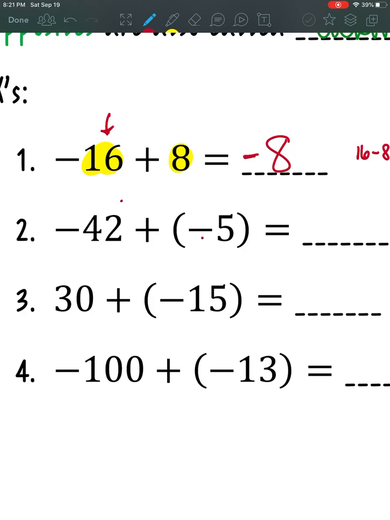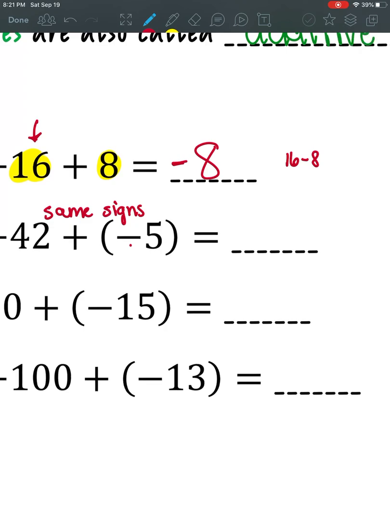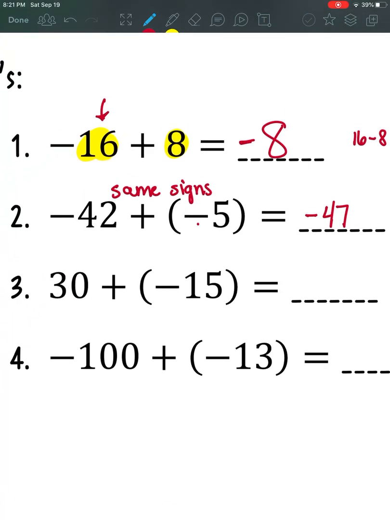Okay? Next problem, we have same signs. So we have a negative 42 plus negative 5. So these are same signs. So we need to add them. 42 plus 5 is 47. And then we want to keep the sign that they have. So there we go. Next one, we have different signs. We have, sorry, that was hard to read. We have a positive 30 plus negative 15.